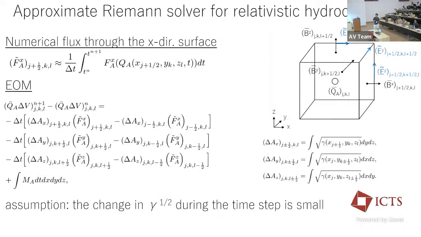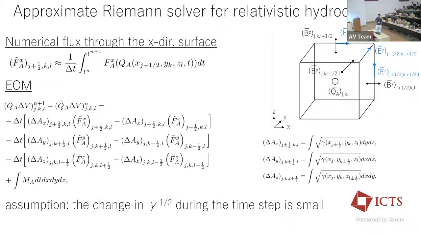So let's consider a numerical cell. In finite volume, the numerical cell is an important ingredient. You have a Cartesian cell, and at the center you have the conserved quantities, and you have the interface surface terms. The numerical flux through, for example, the x direction is given by that integration from t^n to t^{n+1}, where t^{n+1} is t plus delta t, of the flux at the interface.